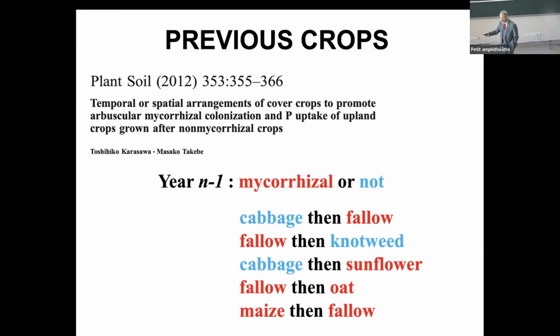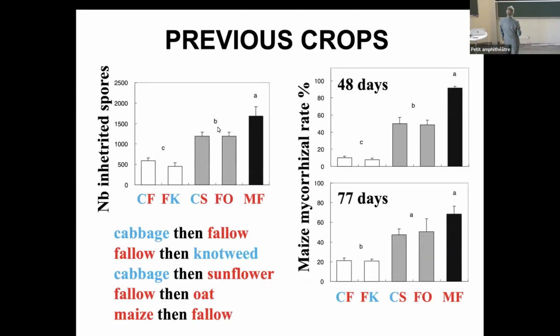And now we sow our maize. And what do we see? That's the number of spores. We see that whenever there was a non-mycorrhizal plant, you tend to have a lower number of spores of mycorrhizal fungi in the soil than when you finish with the sunflower after cabbage, or when you have 2 generations in the previous year of mycorrhizal plant.